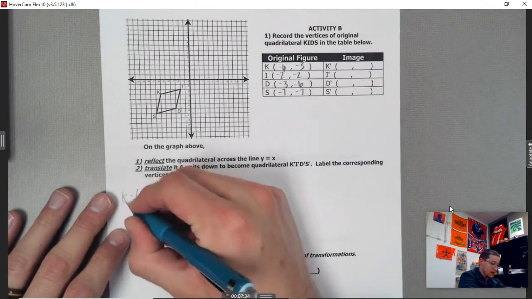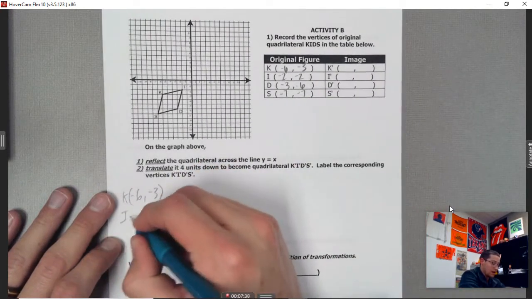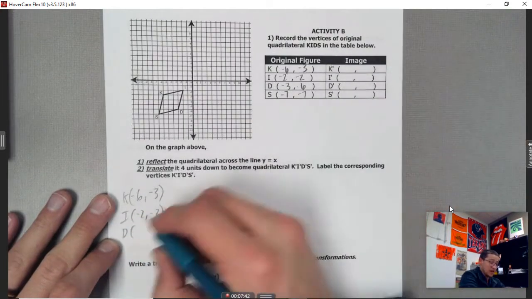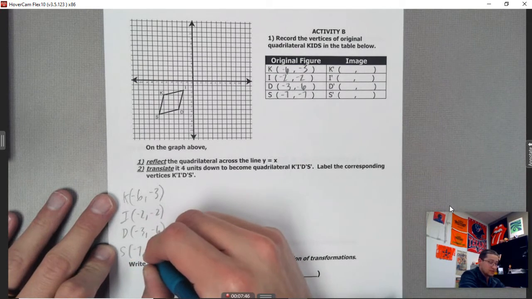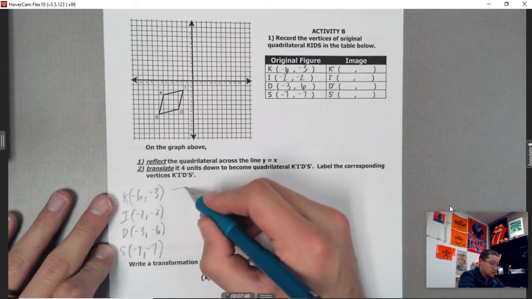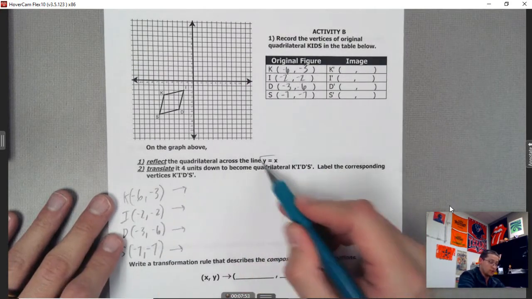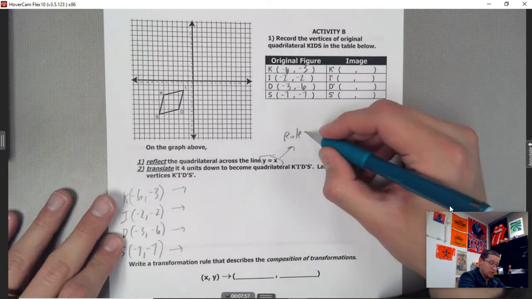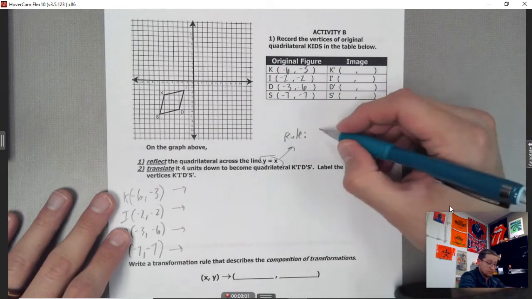So we've got K, I'm going to rewrite it so we have some space to work with. I, we've got negative 2, D, we've got negative 3, negative 6, and then S, we've got negative 7, comma, negative 7. So let's do the intermediate step first. We're going to reflect the quadrilateral across the line y equals x. So my rule here, if you remember, is just to switch the coordinates. That's it.